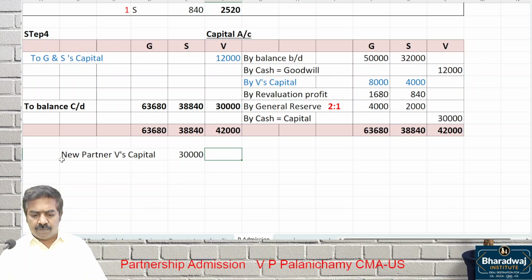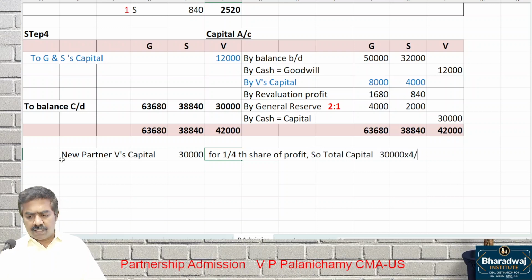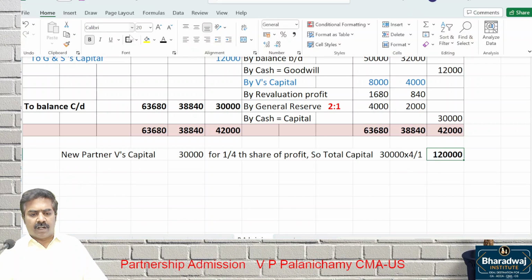This is brought in for which share? 1/4 share of profit. So the total capital will be 30,000 into 4 by 1, that is 30,000 as 1/4 of the full capital. 1,20,000 will be the total capital. Clear? So total capital is 1,20,000.